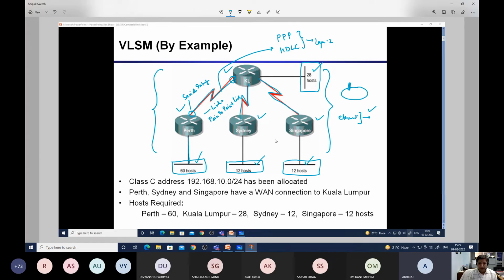So you can see that for the whole network, the address 192.168.10.0/24 is assigned. /24 means 24 bits are in the network part, so safely we can say it's an old class C network. And now our goal is to assign IP addresses to the different hosts connected in the LANs of these different offices. And as you can see, the requirement is: Perth 60, Kuala Lumpur 28, Sydney 12, and Singapore 12.